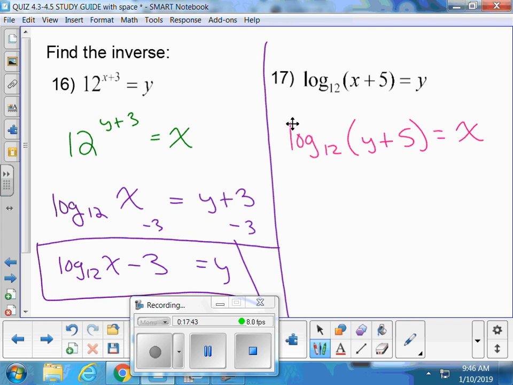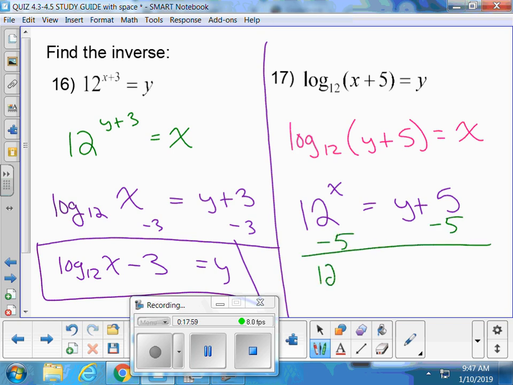And now to resolve it, we're going to turn it into exponential form. 12 is my base, x is my exponent, and y plus 5 is my answer. Since I'm solving for y, I only have one more step to perform, and that's subtracting 5 on both sides. 12 to the x minus 5 equals y.